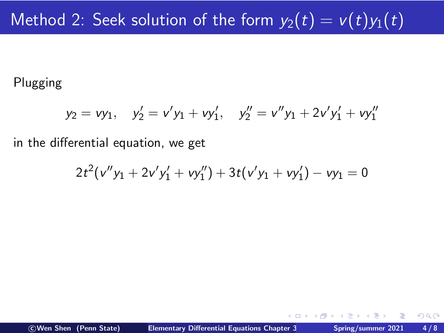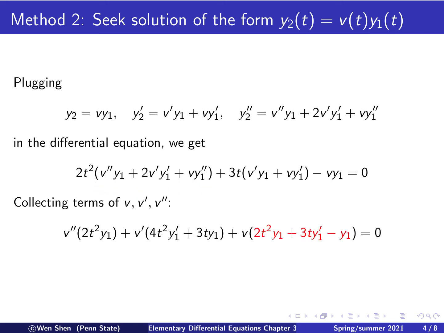Okay, and let's put all this back into the differential equation, which is 2t squared y double prime plus 3t y prime minus y equals 0. You see I put in y2 here, y2 prime here, and y2 double prime here. Okay, so we can now collect like terms of v. We'll collect terms of v, v prime, and v double prime.